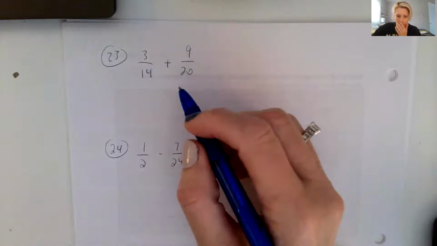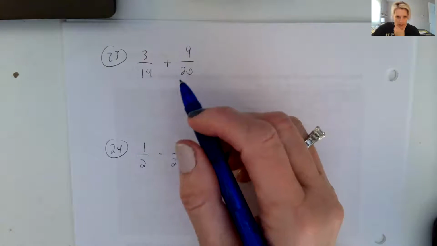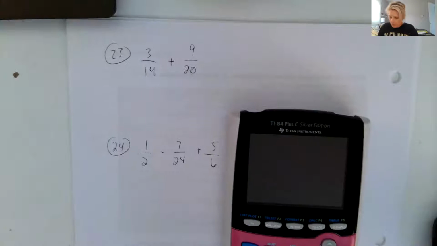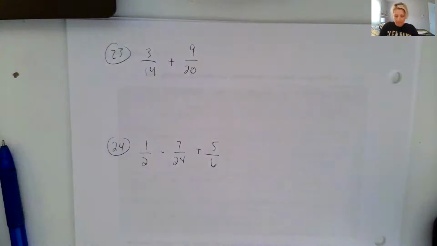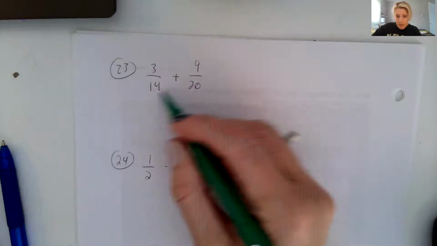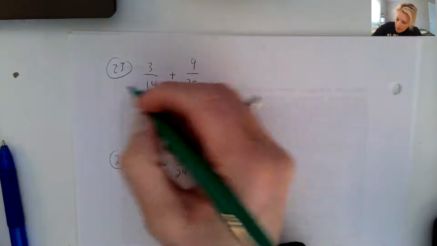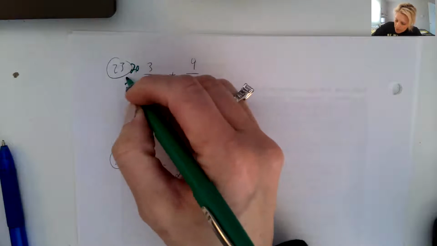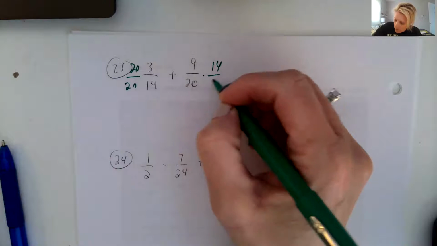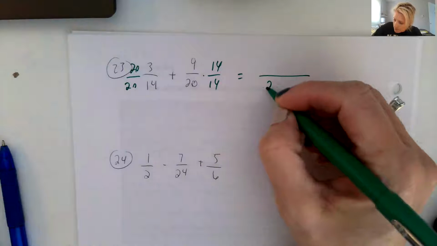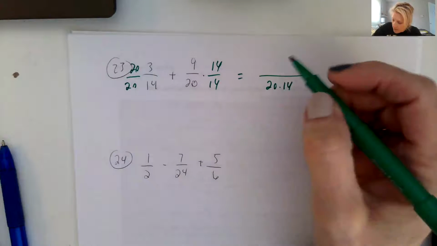So we have to get a common denominator. And for the sake of this class, it doesn't have to be the least common denominator. So I could just multiply by each other. So I can multiply this one times a 20 over 20 and multiply this one by a 14 over 14. So 20 and 14, 20 times 14 is my common denominator.